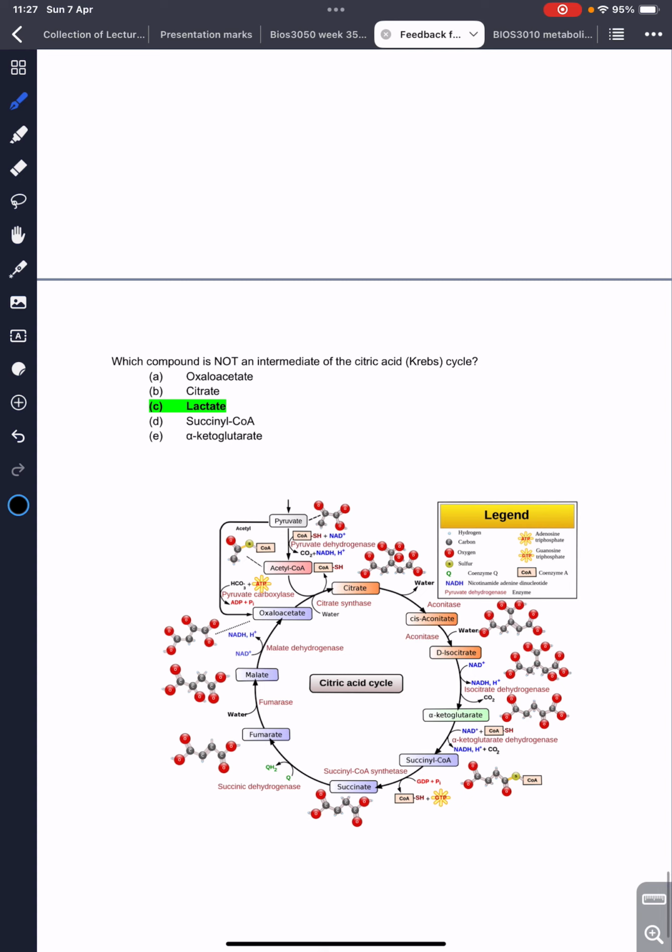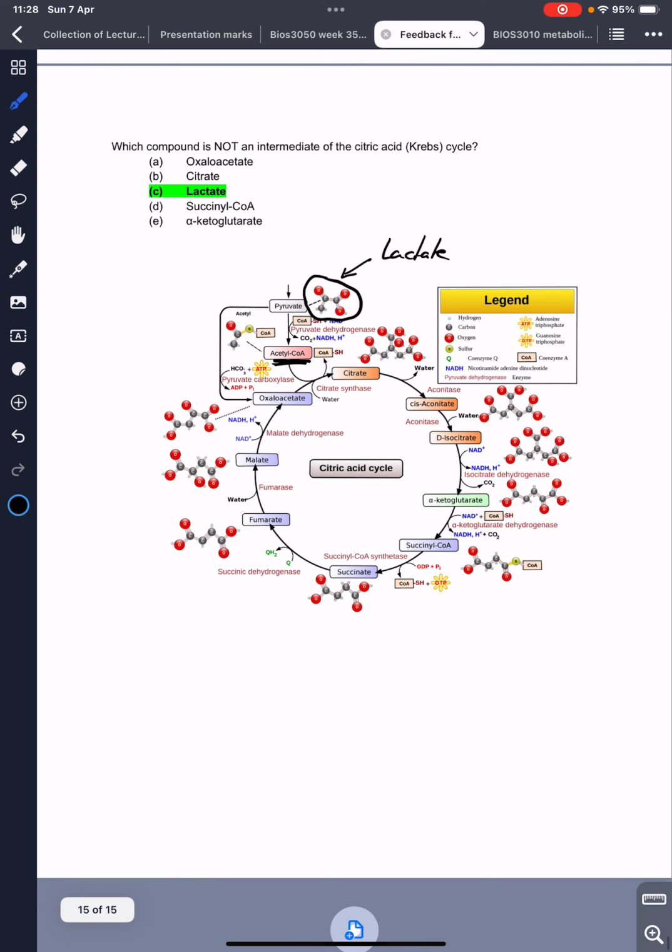Pyruvate that we have here is converted into acetyl-CoA. So even pyruvate is not a substrate for the TCA cycle. And the lactate, that would basically be the step before the pyruvate. So we have oxaloacetate, we have citrate, we have succinyl-CoA and alpha-ketoglutarate, all in the TCA cycle, but not lactate.